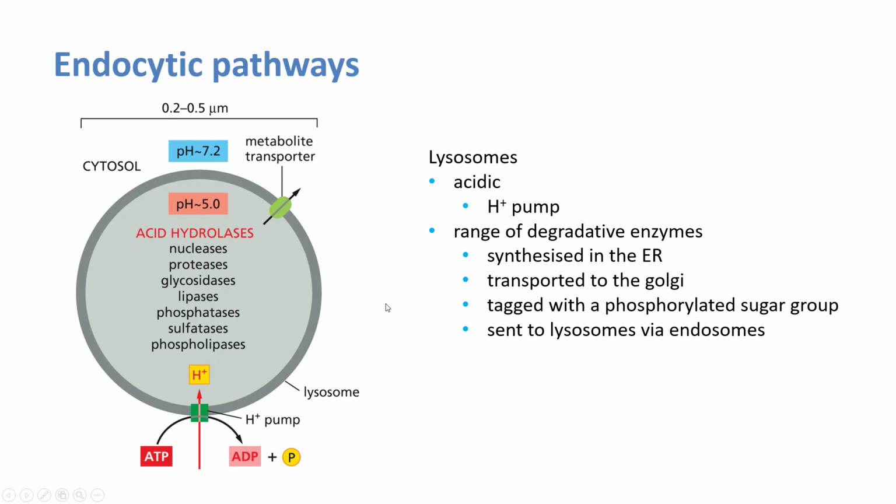So what happens inside lysosomes? Well, they have an extremely acidic environment, and the acidic environment is maintained by an ATP-driven proton pump that pumps protons into that lysosome to maintain that lower pH. The lysosome also contains a whole range of different degradative enzymes. These enzymes are synthesized in the endoplasmic reticulum, transported to the Golgi, and when they're in the Golgi network, they're tagged with a particular phosphorylated sugar group. So instead of them being exported via exocytosis, those tagged proteins are sent to lysosomes via endosomes.